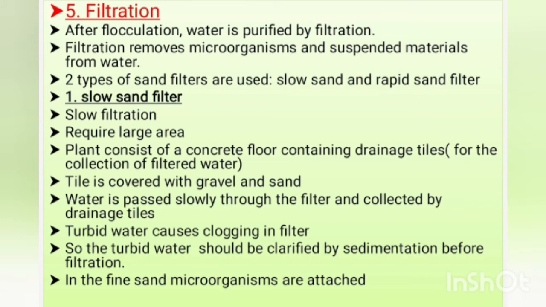If the water is turbid, slow sand filters are clogged soon. So, the turbid water which is to be filtered should be clarified first by sedimentation, and thereafter passed through the slow sand filter. On the surface layers of the fine sand, a colloidal material consisting of bacteria, algae, and protozoa is attached.